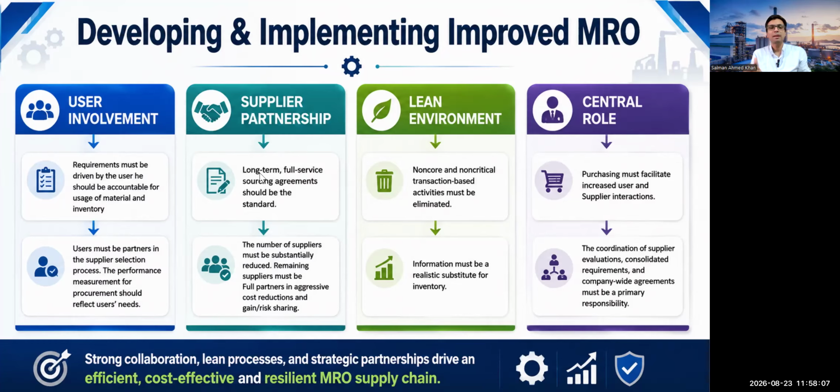So this is a strategy for implementing improved MROs, because MRO parts are so many, they are your running procurement part. That means budgeting in that is also essential to maintain your KPIs and to maintain your asset planning. For that reason, the end user must have a proper maintenance plan for that.